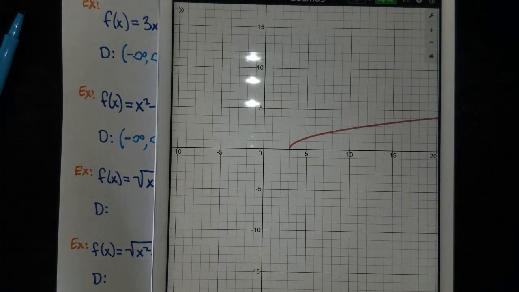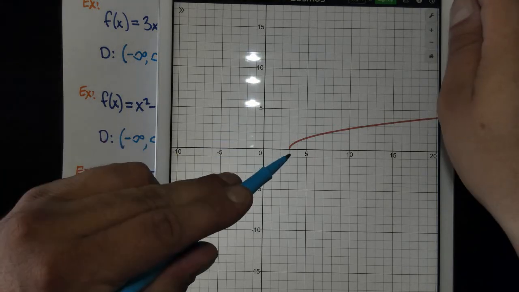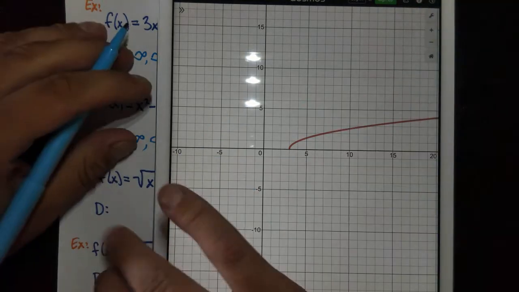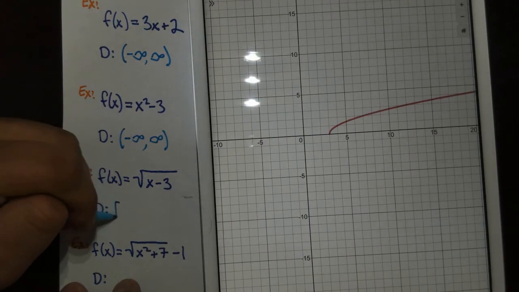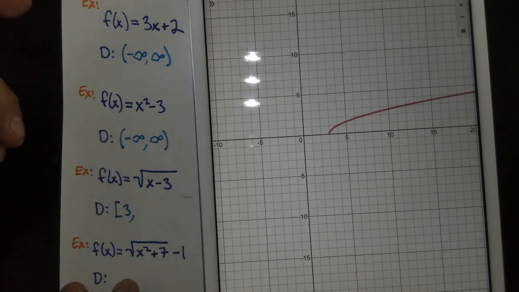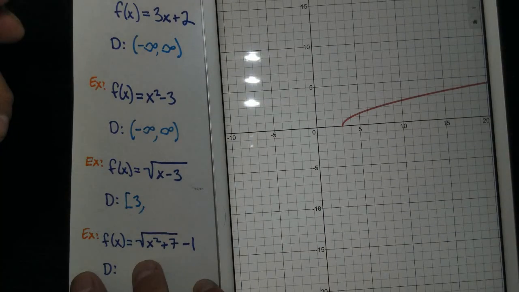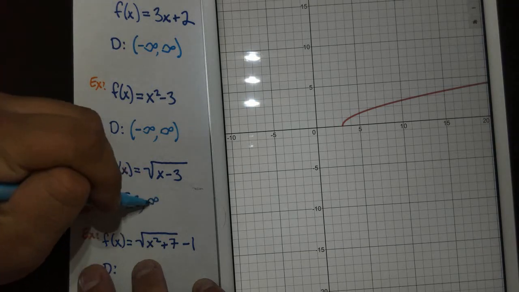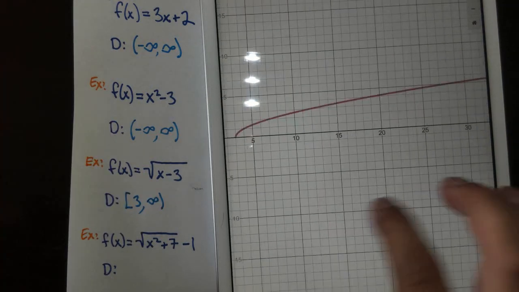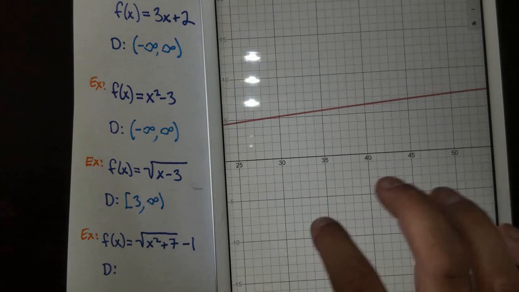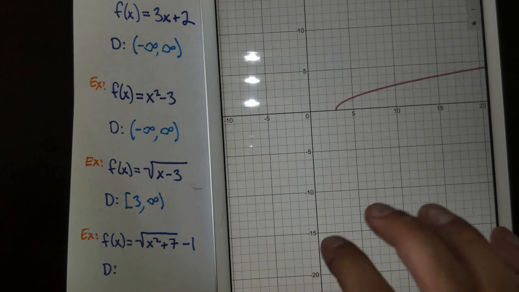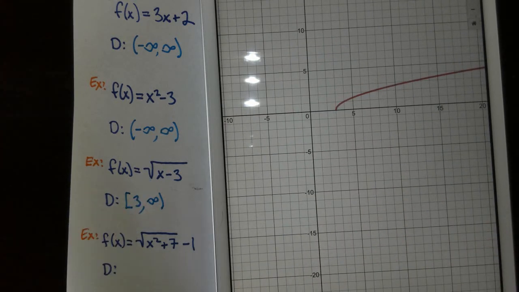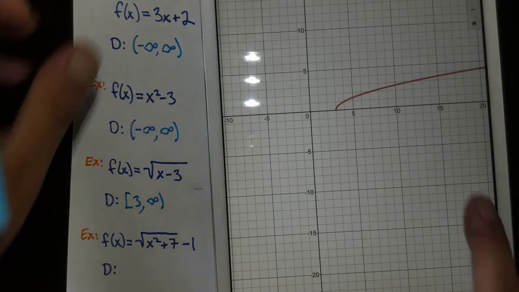So remember how we would write something like that. Well, where does it start? It starts at 3. So we'd say the domain goes from 3, and it goes to the right forever. So that means it goes from 3 to positive infinity. This will never end as it goes to the right. It just ends as it goes to the left. So square roots give us interesting examples. Let's go on to the last one here.